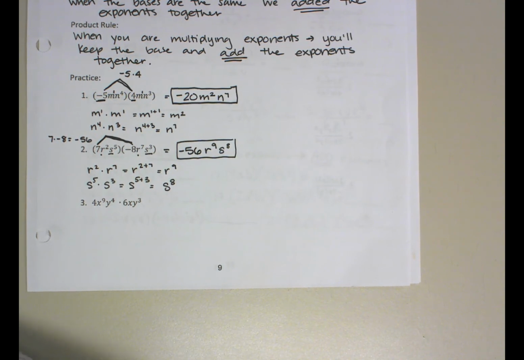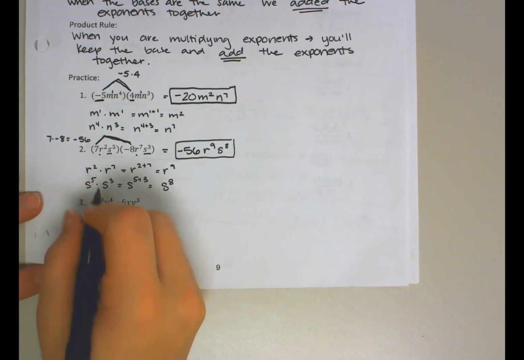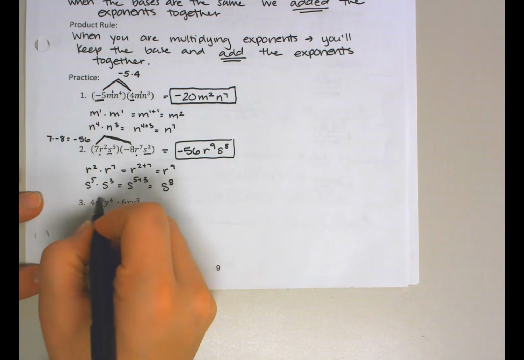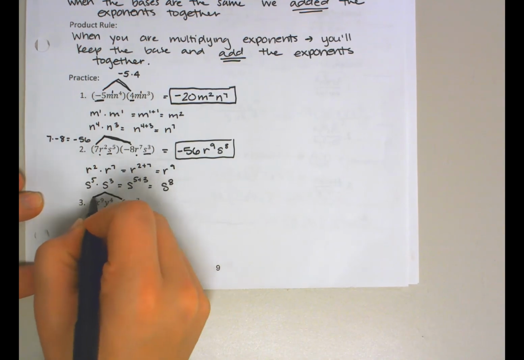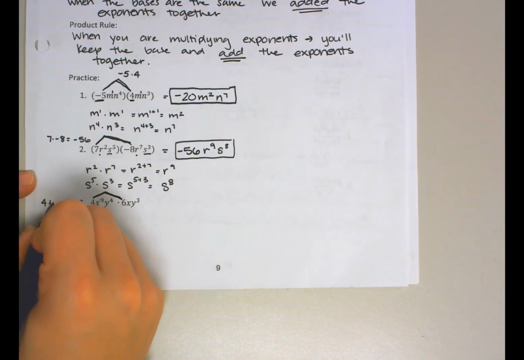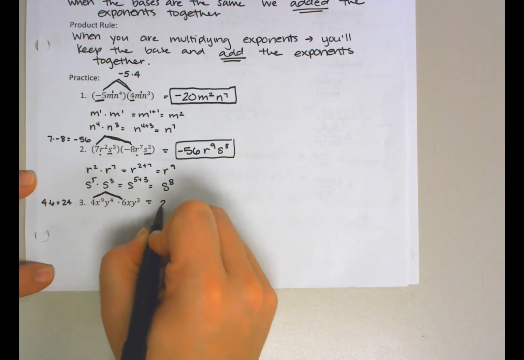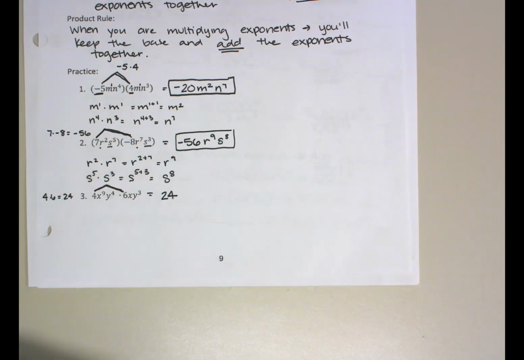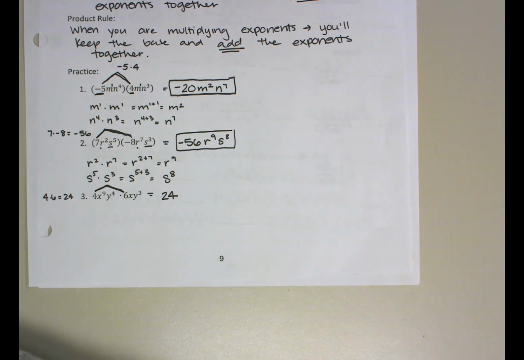Good. So the last one we'll do together. We're going to multiply the numbers in the front together first. So 4 times 6. 4 times 6 is 24. So that's going to tell me my coefficient, the leading number, 24. Now I'm going to combine my x's and I'm going to combine my y's. I'm going to combine those like letters.